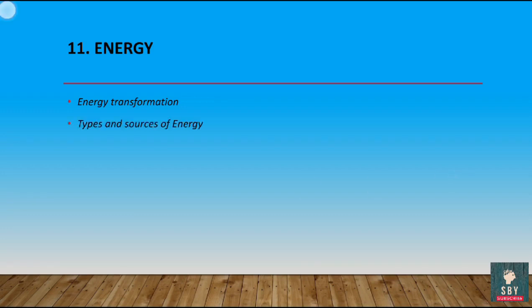The types and sources of energy. We have kinetic energy, potential energy, light energy, heat energy, and you should know that kinetic energy plus potential energy gives you mechanical energy. And then the sources, which are just the substances which give off the energy.